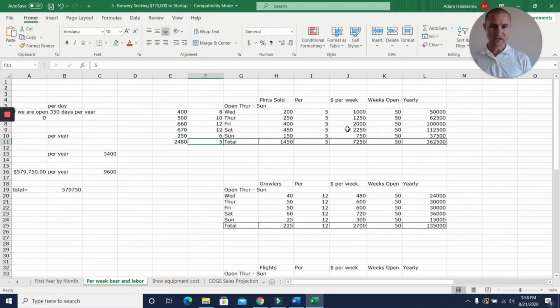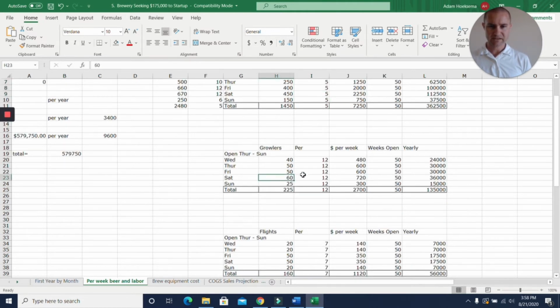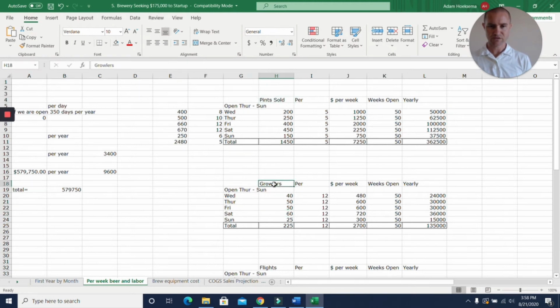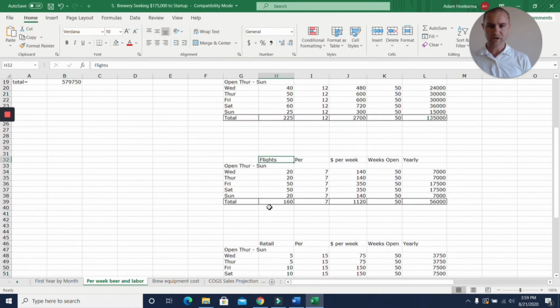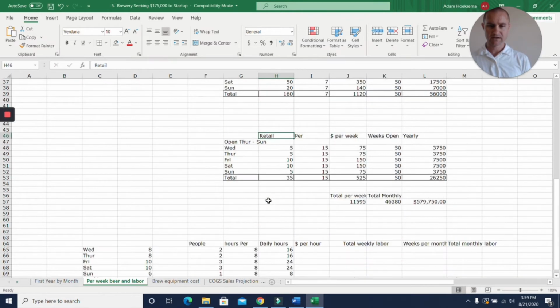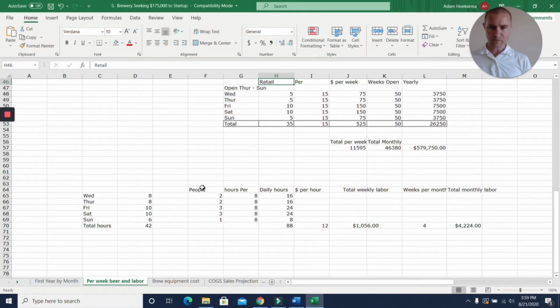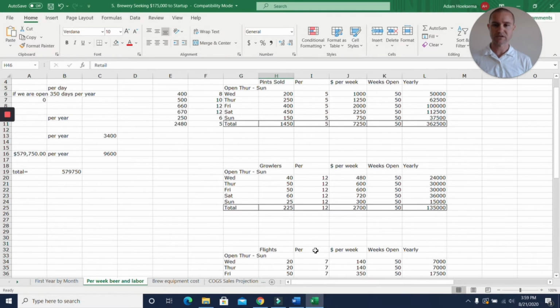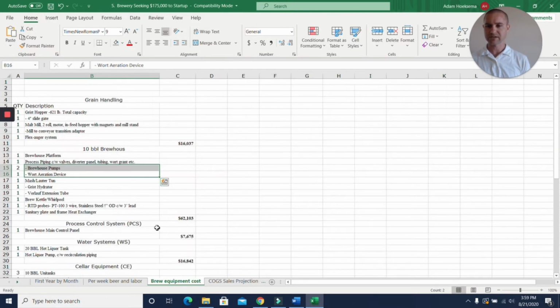Jumping into some of these different tabs here, there's an open schedule, a sales per week schedule. It's not super clear, again, what numbers here I should change and what I should not. We've got pints sold, growlers sold, flights, and retail. And then they also have their payroll section here. So how many people do they have? How many hours? Daily hours. Again, I don't have any problem with the actual numbers, just the structure is a little confusing and hard to understand.